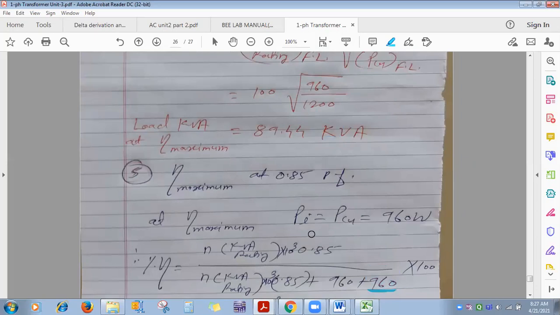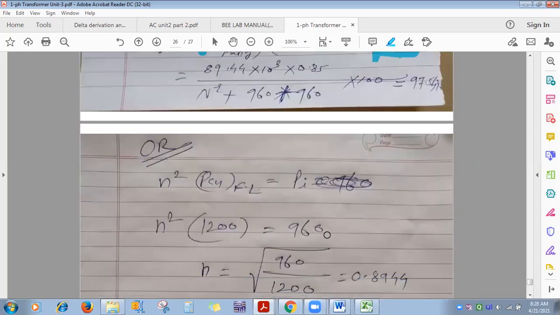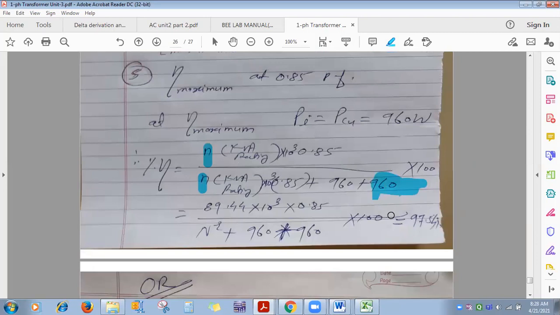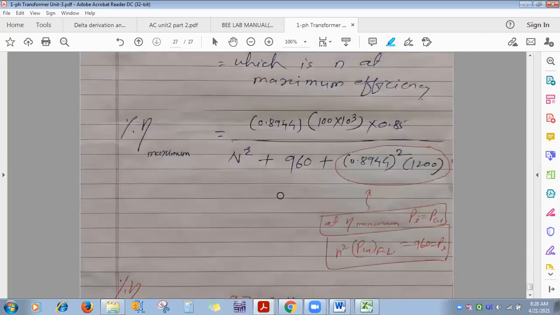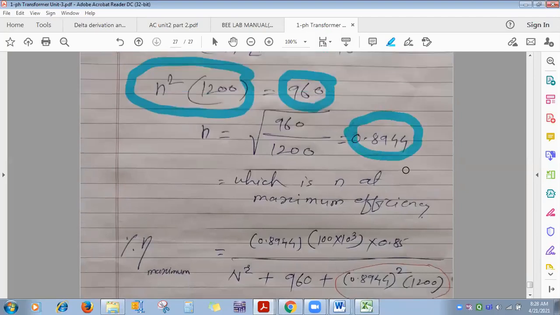And then whatever this N you got, put it here. 0.8944, 0.8944, and here N square means 0.8944, its square into 1200 will be 960. See here I have written already. N square into full load copper loss is 960. Means this automatically comes to 960. See, it is written here by me. See, N we have calculated 0.8944.